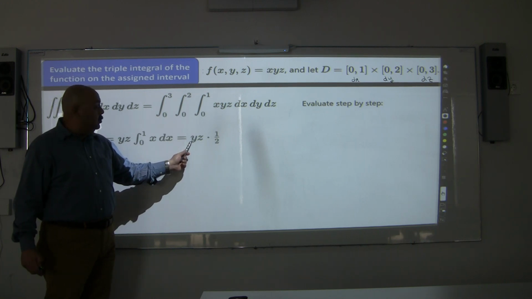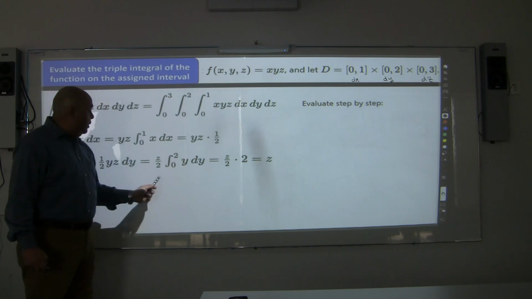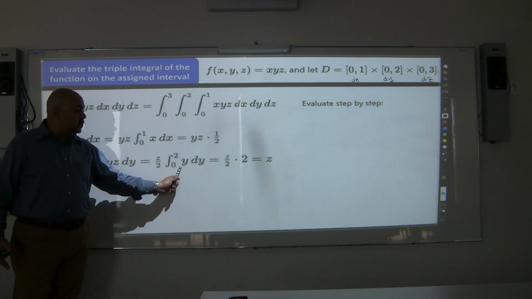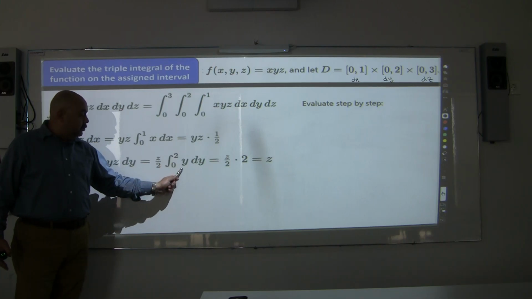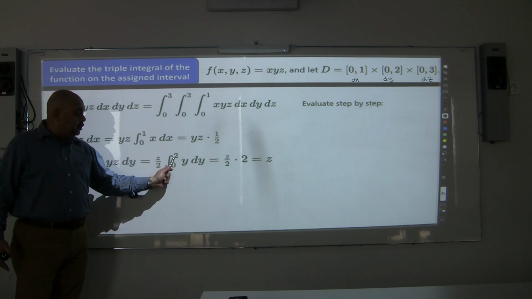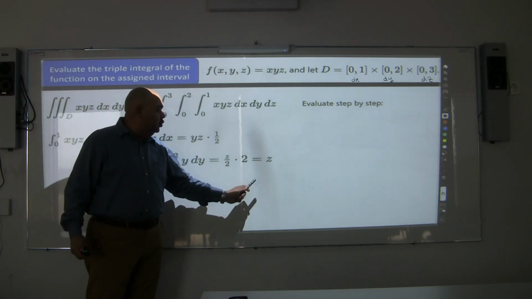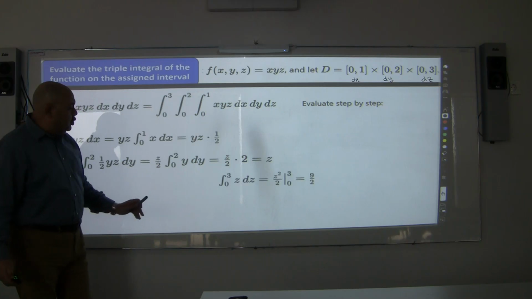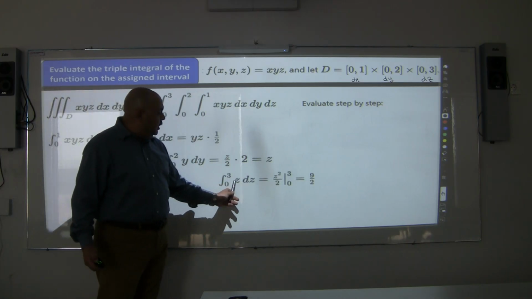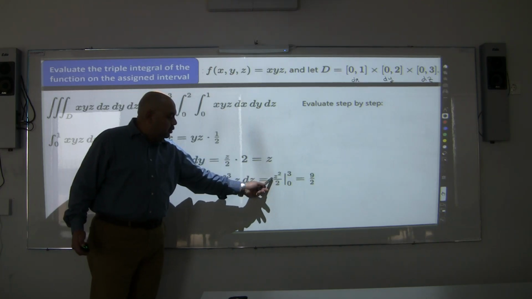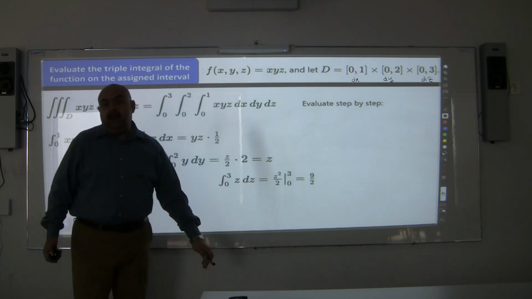Now I will go to the middle integration. So the middle one, z over 2 is going to be a constant. I will integrate with respect to y. So once more, it's going to be y squared over 2. Once you start substituting, you will end up having just only z. Then I will do the last integration with respect to z, integrating z, so it's going to be z squared over 2, and start substituting by 3, you will end up having 9 over 2.